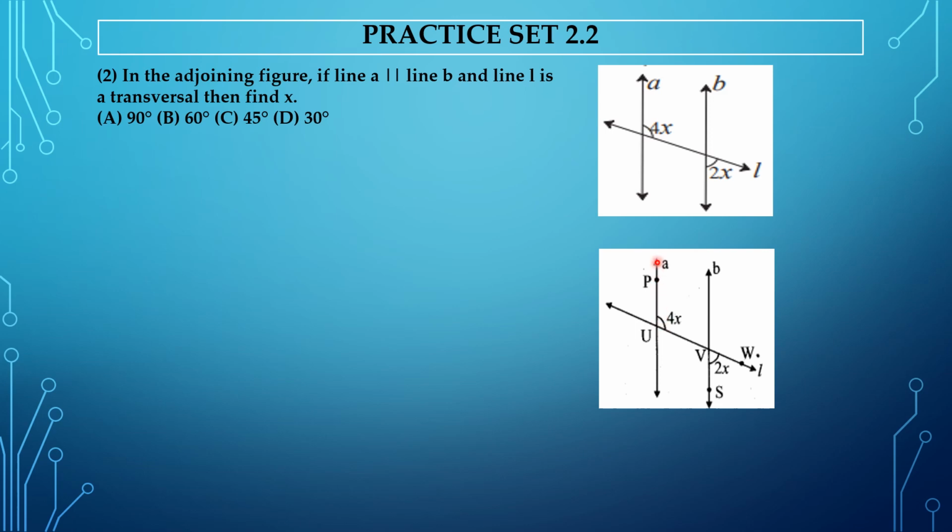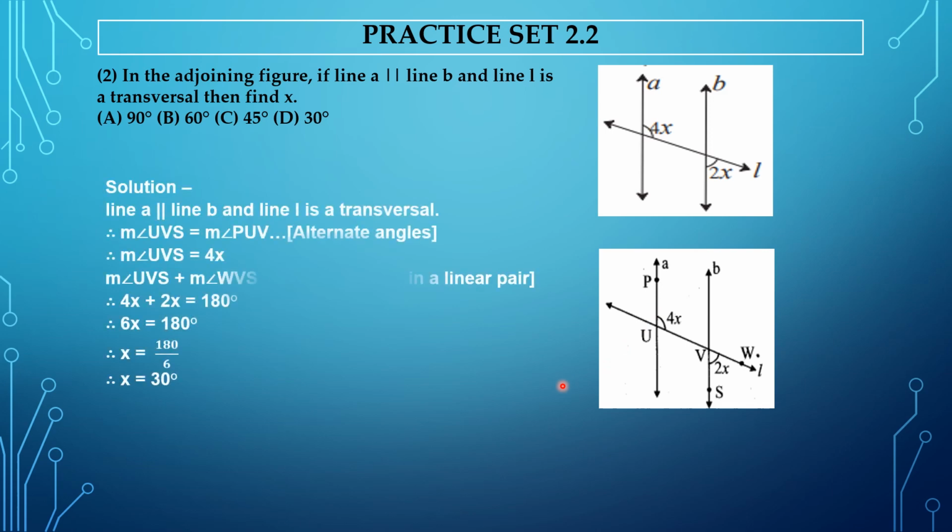Can you see line A? You'll mark a point and name it P. And where it meets the transversal, you'll write U. On the second line B, the distinct point where it meets the transversal, you'll write V. On line L, which is the transversal, you'll put a point and write W. And on B also, you will put a point and write S. So you have to name a few points in the figure. Now we'll move to the solution.